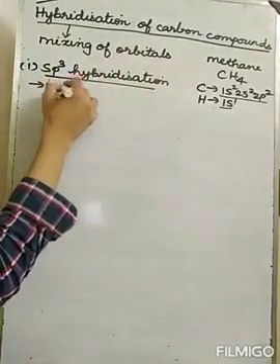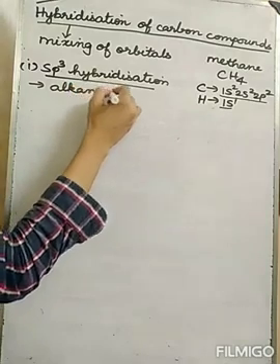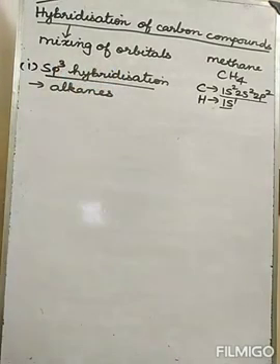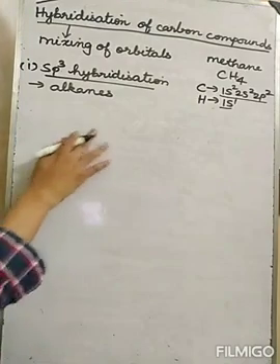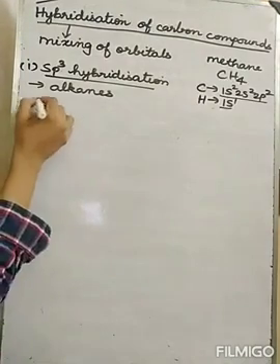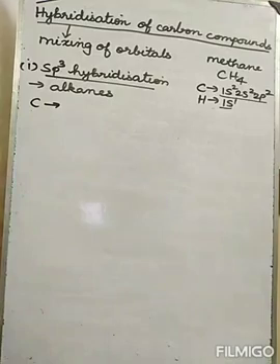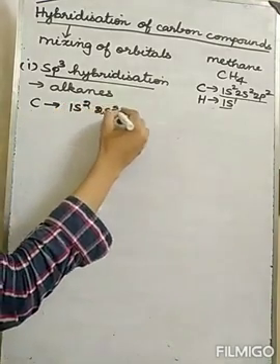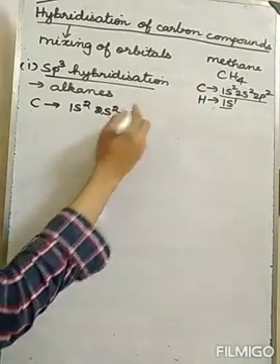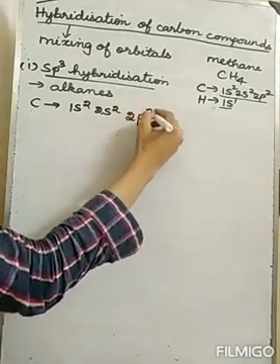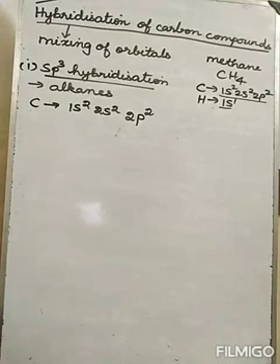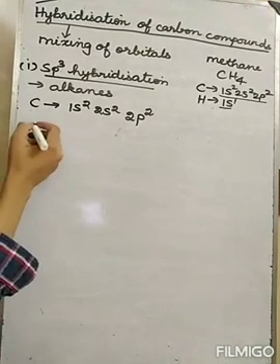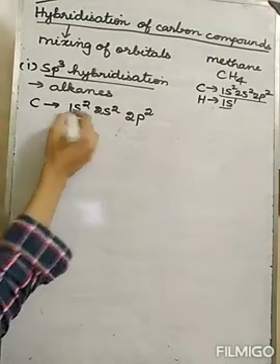sp3 hybridization is seen in alkanes. Okay, alkanes means the compounds which have single bonds. So what is this sp3 hybridization? The electronic configuration of carbon is 1s2, 2s2, 2p2. Okay, so I am going to draw this, the 1s I am going to leave.